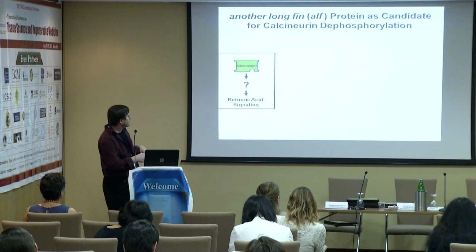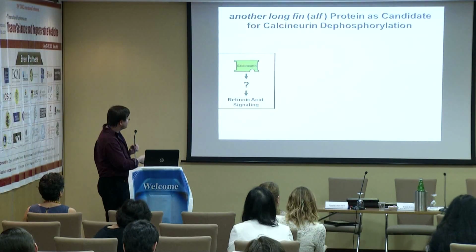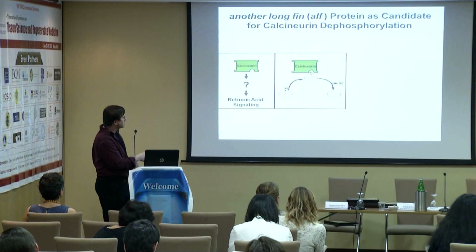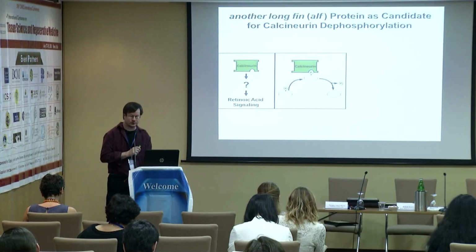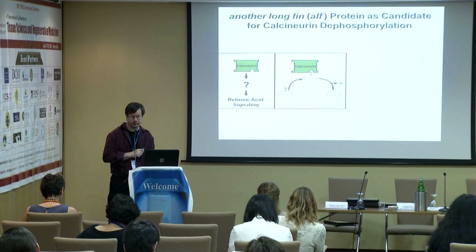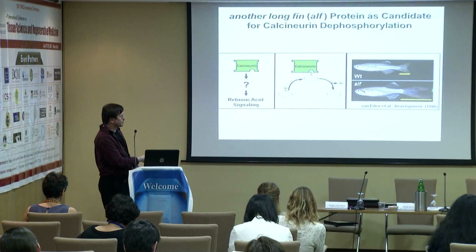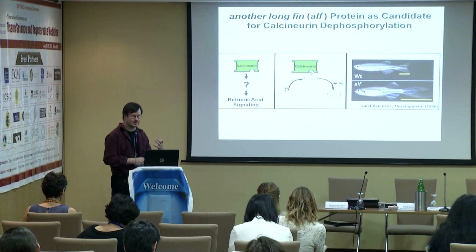Okay, so we know that calcineurin is a phosphatase and that it is regulating retinoic acid, and the question is how? Well, we know phosphatases dephosphorylate proteins to either activate them or inactivate them, and with the fish we have the advantage of a collection of mutants which also have fin growth control problems, and we can look at these and see whether or not they might be targets of calcineurin.